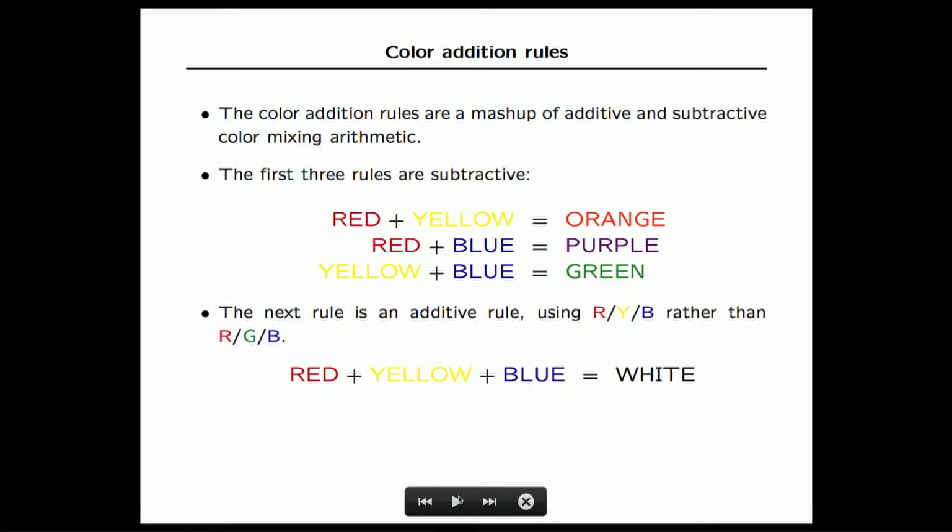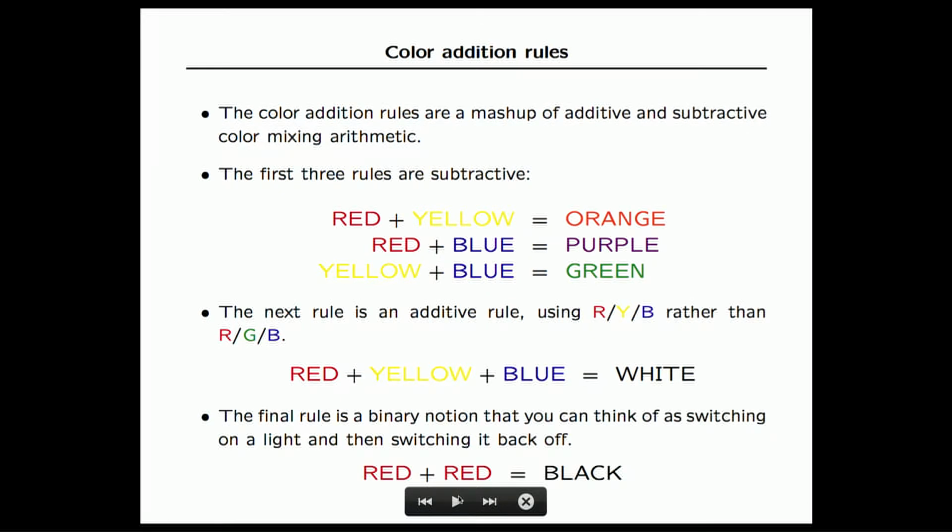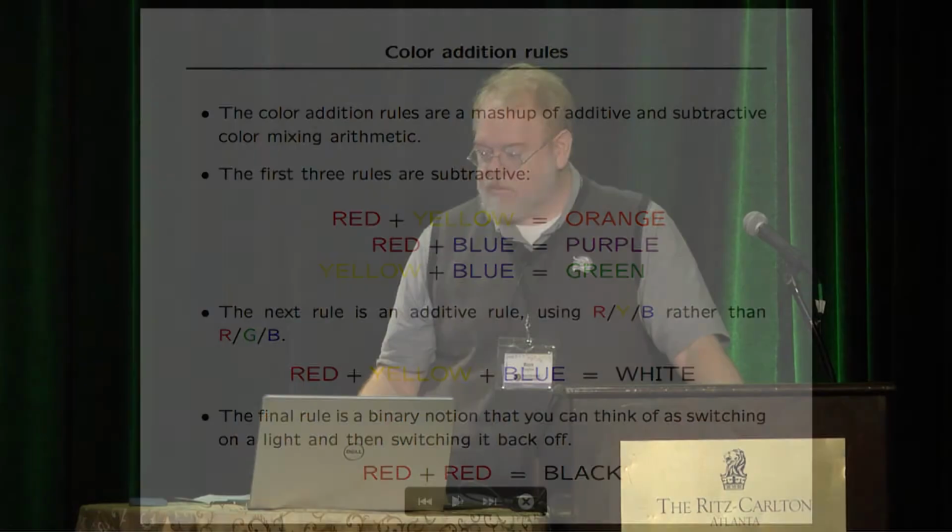And then the last rule is this binary thing, like flipping a switch. If you flip the red light switch, you get red light. Flip it again, lights go off, you get dark. We're going to symbolize that as the black piece.